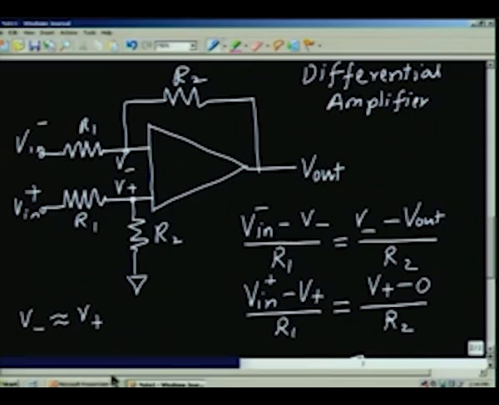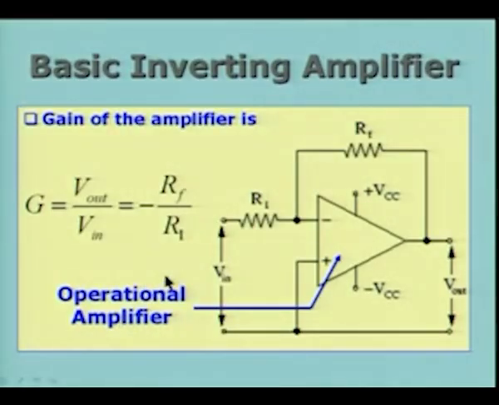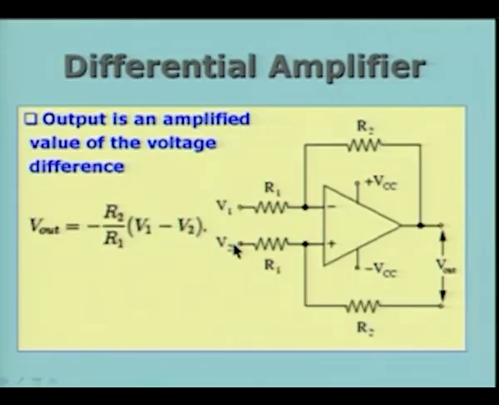So, these are some of the things which one can do. And let me just go back to the presentation and show you many more things which can be done, and this is exactly what we showed just now. It is a basic inverting amplifier. What I showed was the differential amplifier. So, you can see that if V1 and V2 are the potentials here and here, this gives you minus R2 by R1 into V1 minus V2, which is the same form which we obtained on the board. So, the output becomes an amplified value of the voltage difference.